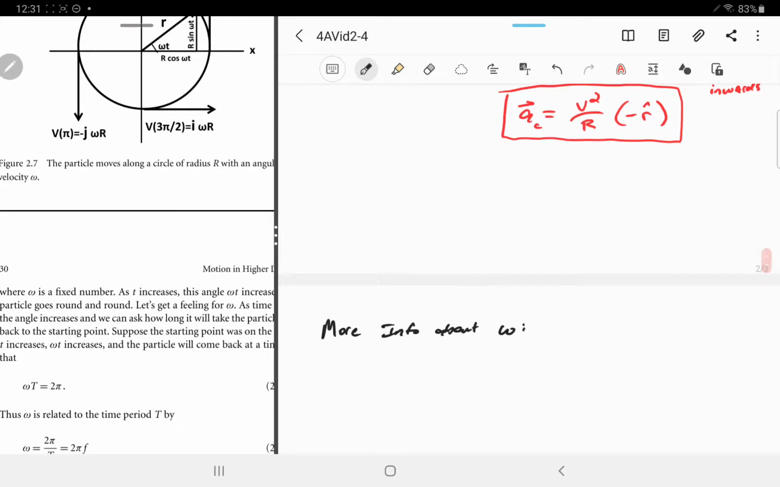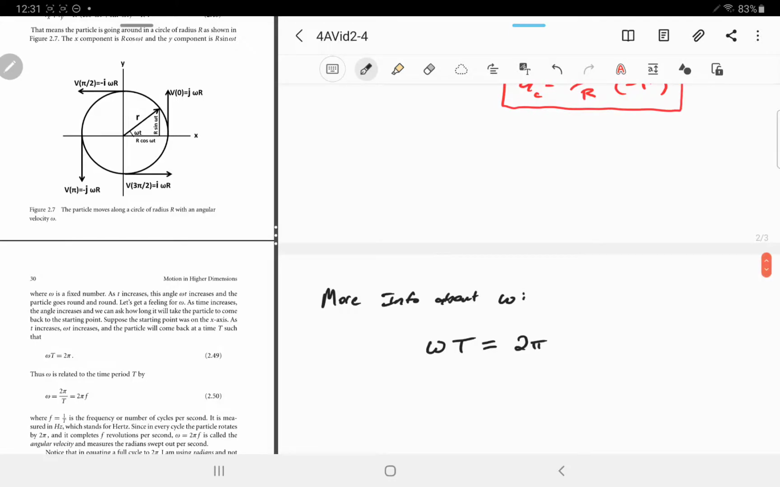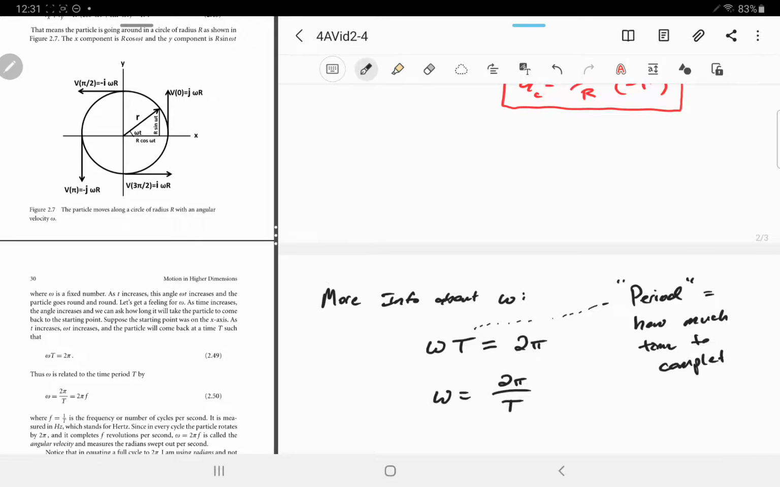And all the way around the circle is 2 pi radians. It's 360 degrees or 2 pi radians. So omega is 2 pi over the period. So this T is how long it takes for the object to move around the circle. Capital T is the letter we almost exclusively use for period. And it's how much time to complete one revolution. One revolution around the circle.